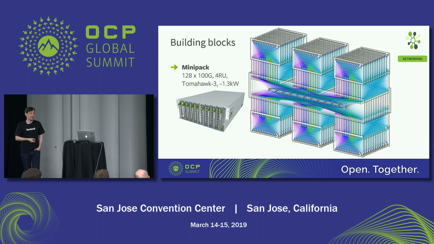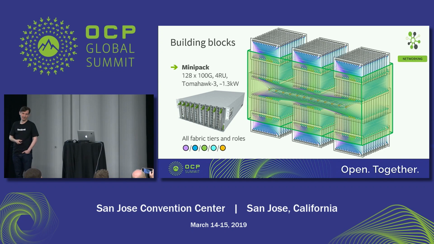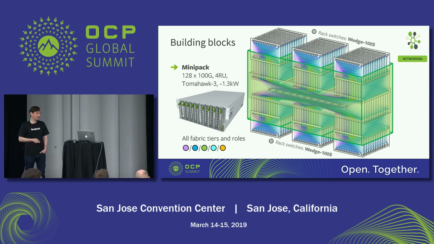Another way to visualize the applicability of MiniPack on our network is this diagram. MiniPack is used on all these tiers. Every colored dot on this diagram, fabric switch, spine switch, H-grid node, each one of them is a MiniPack. And the rack switch is a Wedge 100.